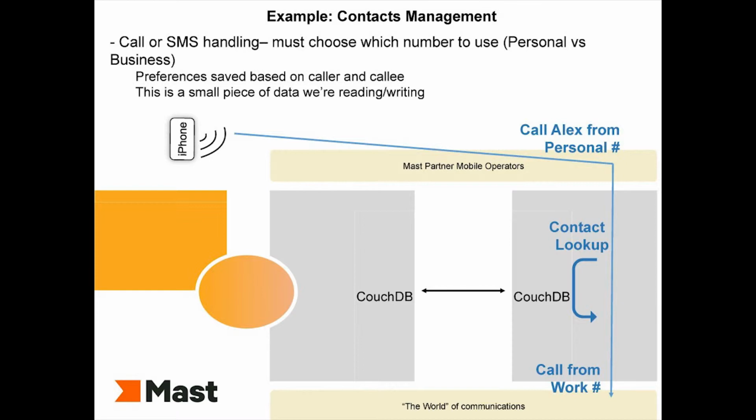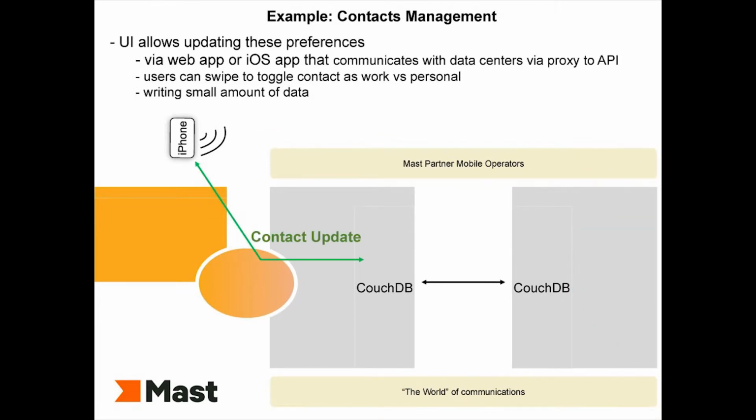But we also allow users to update these preferences. So go back to that video in the app, someone can swipe between work and personal so that this preference is updated, and next time I call Dave, it'll be calling out from personal instead. And that's a case where, as previously, we are writing a small amount of data.